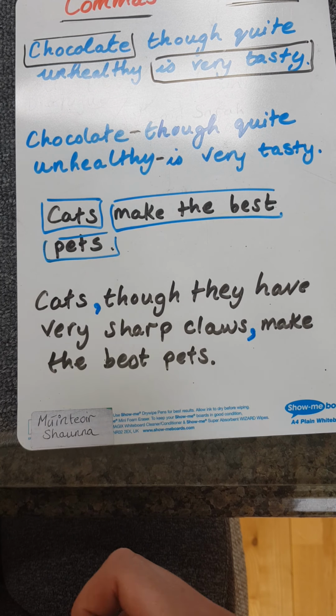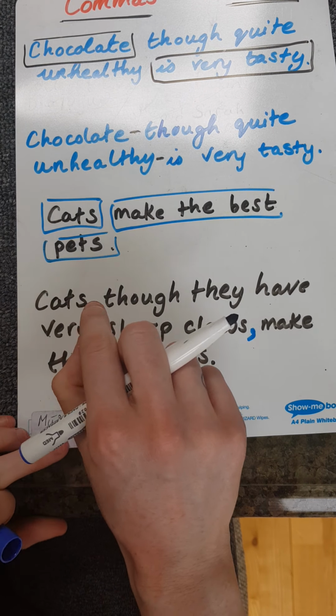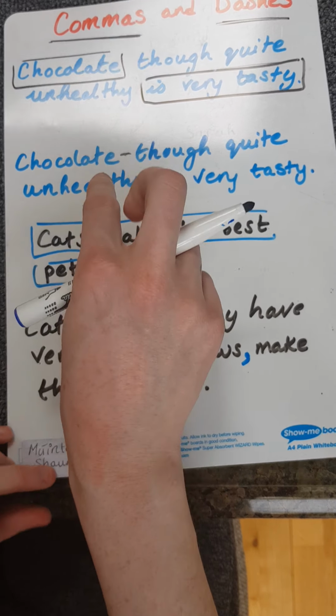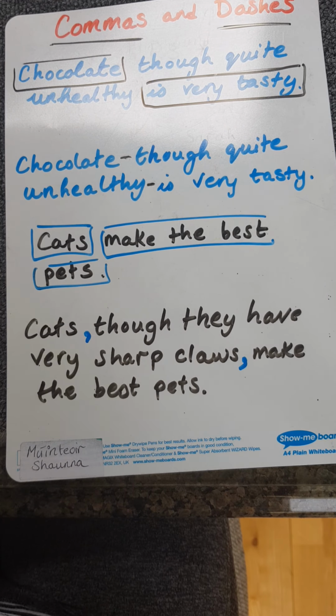So the way I would now read that sentence is, cats, though they have very sharp claws, make the best pets. Okay, I can replace that comma with a dash as I have above. They're interchangeable. Okay, and that's the basics of how we use commas and dashes.